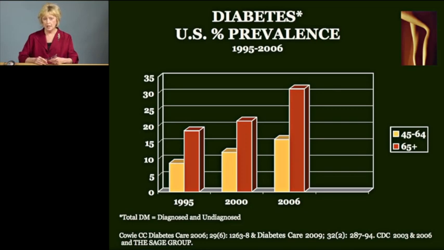If you look at U.S. diabetes prevalence just in those 45 and older, you will see that there has been a significant increase in diabetes in the U.S. population. If you look at this slide, focus on the yellow bars of those 45 to 64, but focus just on the rust-colored bars, that's the 65 and older group. That's a key group for PAD. If you look at the results in 1995, about 18% of those 65 and older had diabetes. By 2006, 31% had diabetes.